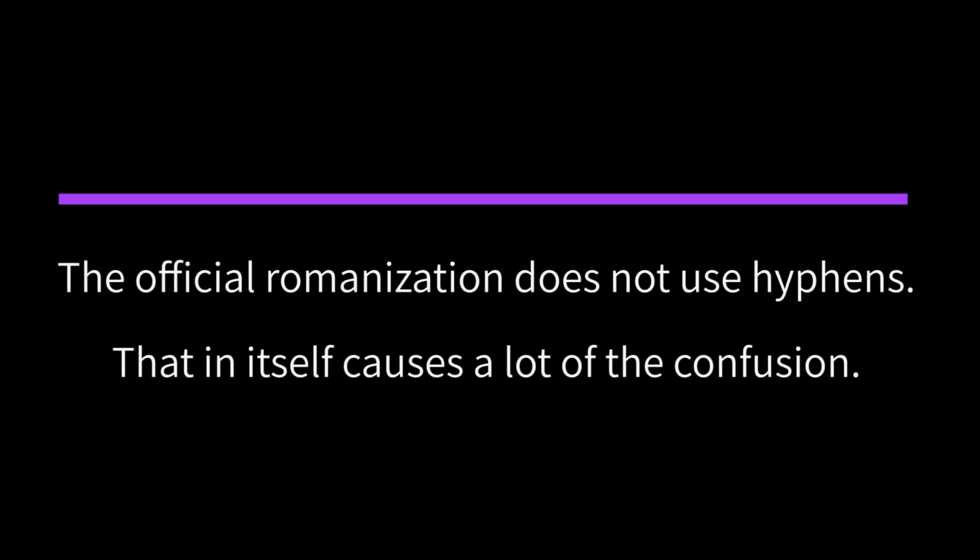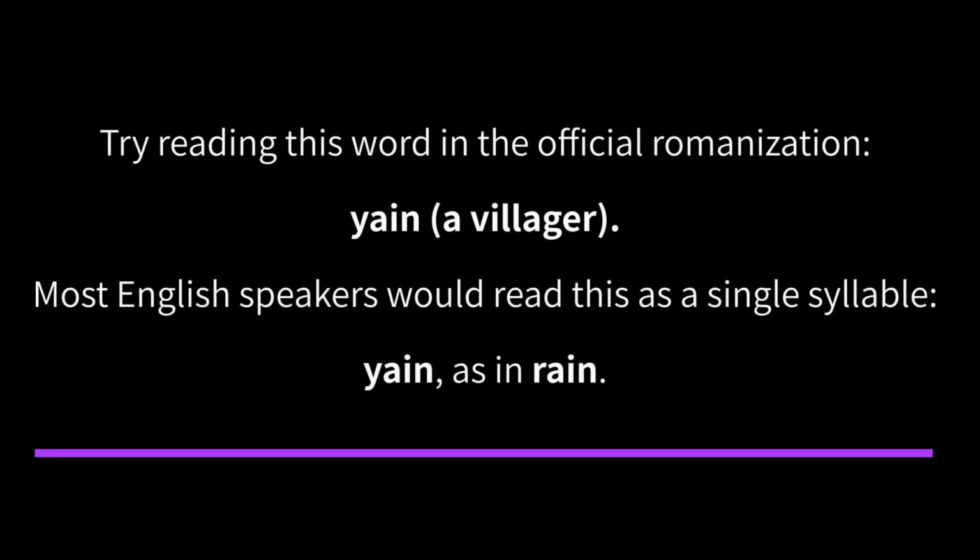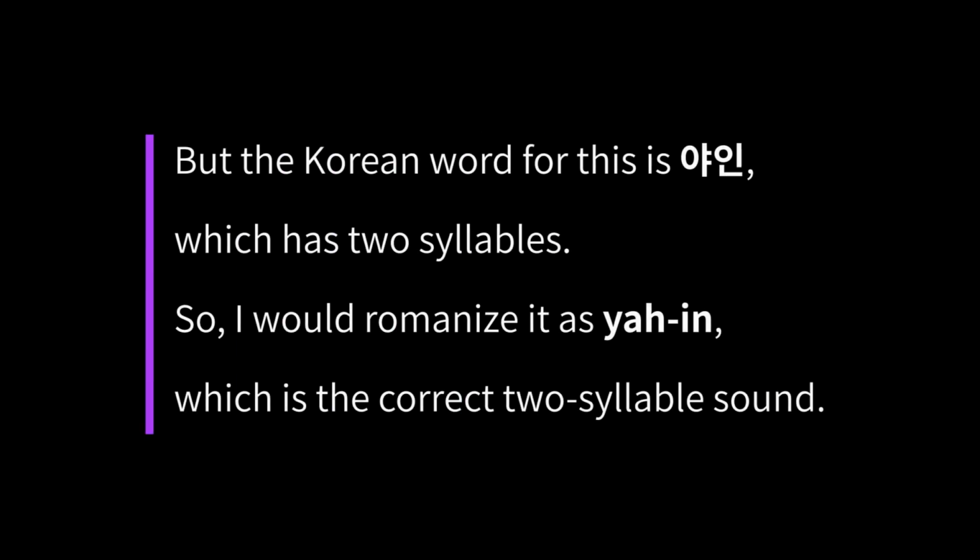You will note that unlike my system, the official romanization does not use hyphens. That in itself causes a lot of the confusion. Take, for instance, a word that the official romanization would render as YAIN. Read it. Most English speakers would read this as a single syllable. Yain, as in rain, right? But the Korean word for this is ya-in, which has 2 syllables, so that I would romanize it as ya-in, which is the correct 2-syllable sound.